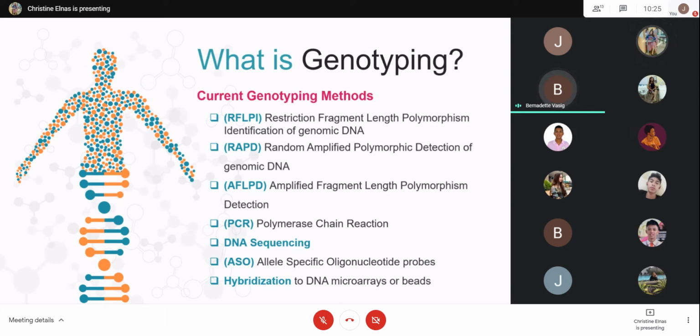The Human Genome Project includes DNA sequences for human genomes. This is very important in the medical field, most especially. Okay, so go on. Let's go to the importance of genotyping.